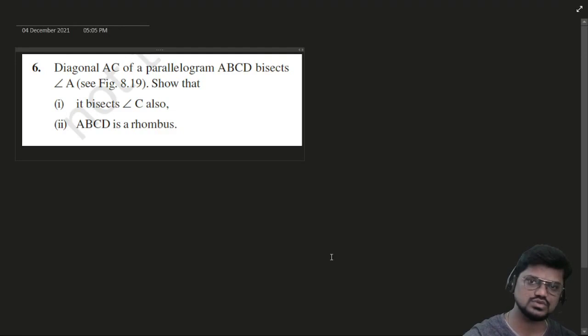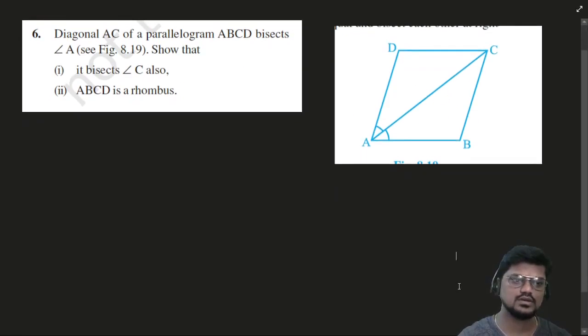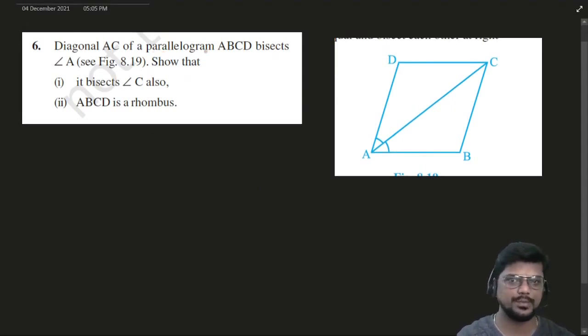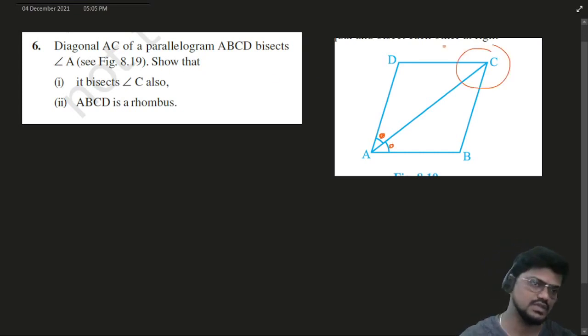So if I want to solve this, what is given over here? Diagonal AC of a parallelogram ABCD. This parallelogram is given and the diagonal AC bisects angle A. That means if this is your angle A, it bisects this, so this angle is equal to this angle. Now you have to show that it bisects angle C also. That means this angle is also equal to this angle.